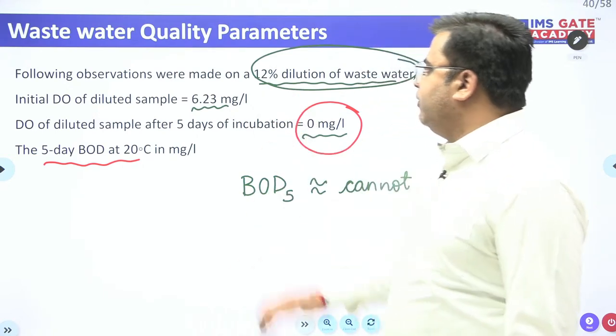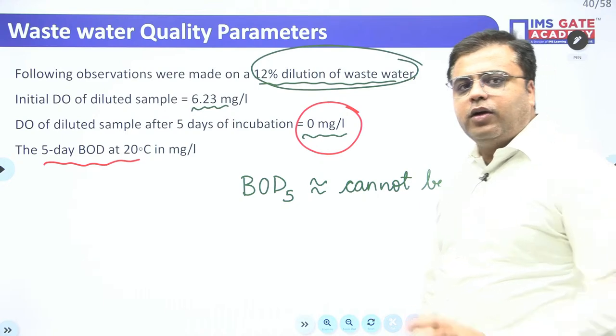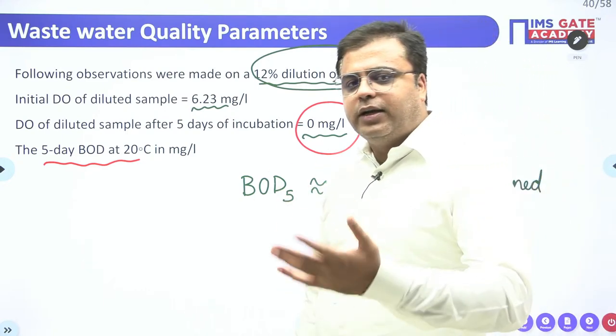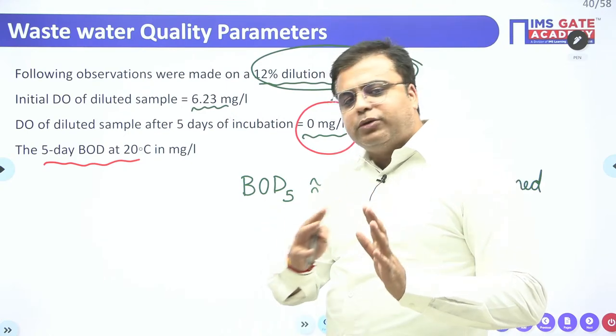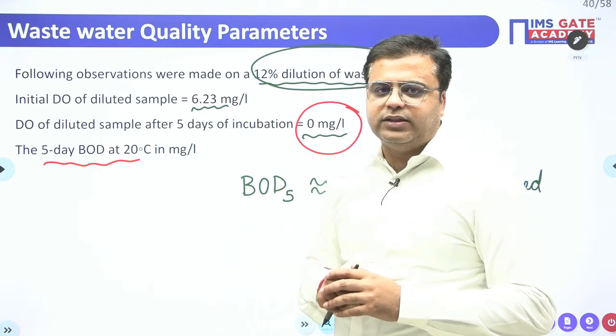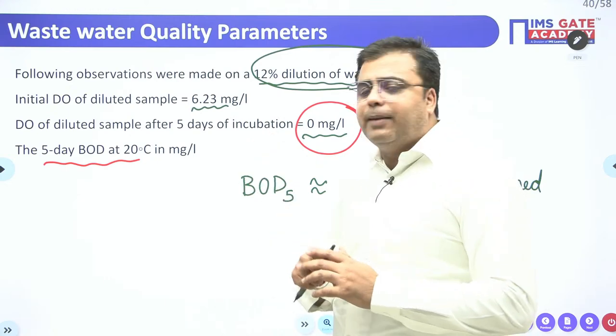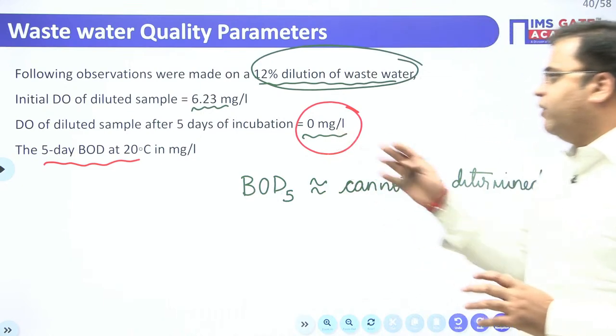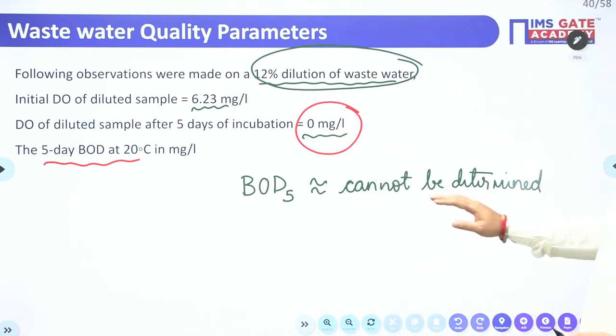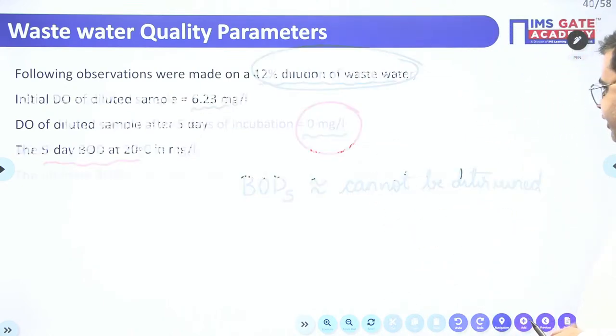For example, if there is a dilution of 12%, you have to increase it to 14-15% so that sufficient dissolved oxygen is there so that decomposition will happen for all the 5 days. Unlike this case where decomposition may have stopped before 5 days, right? So whenever DO final is zero, BOD is not determined. Next question.